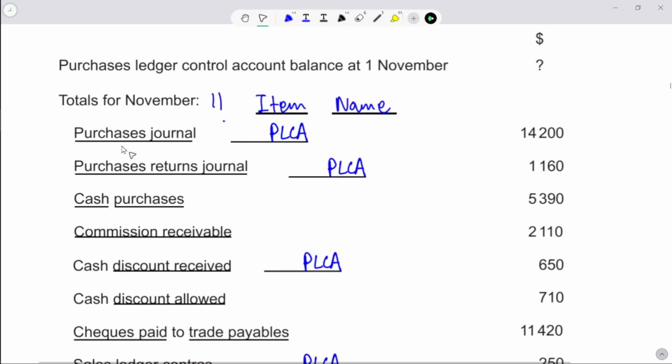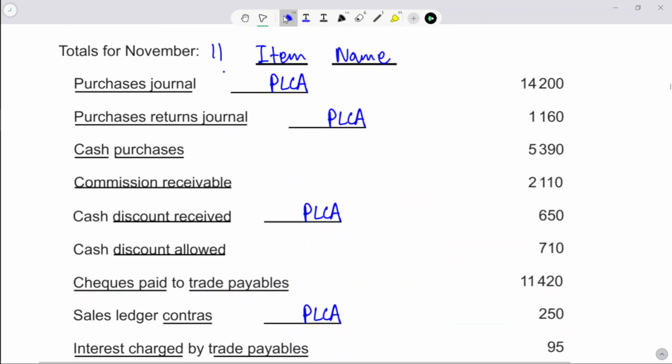Okay. So this one purchases, so it's debit, and this one will be credit. Then this one purchase return will be the opposite side. So this one credit, this one debit. Cash purchase: so purchase debit, credit cash. So yes, this PLCA you see here, right? No PLCA, right? Cash is not PLCA, and purchases is not PLCA. So this one cross. Okay.